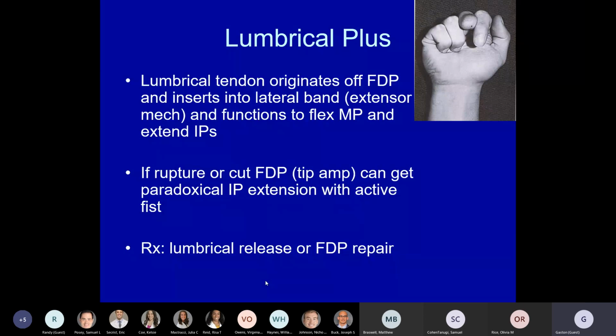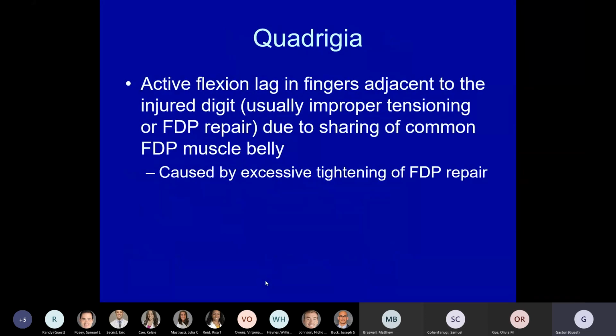The other time you'll see it in real life is if you do a 2-stage tendon grafting and you put in the tendon graft with the wrong tension, then the FDP can pull through the lumbrical and give you that. So that's the other scenario they could give you.